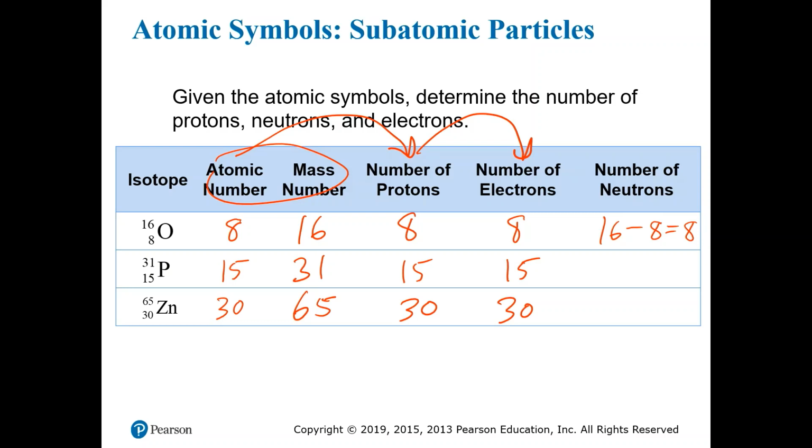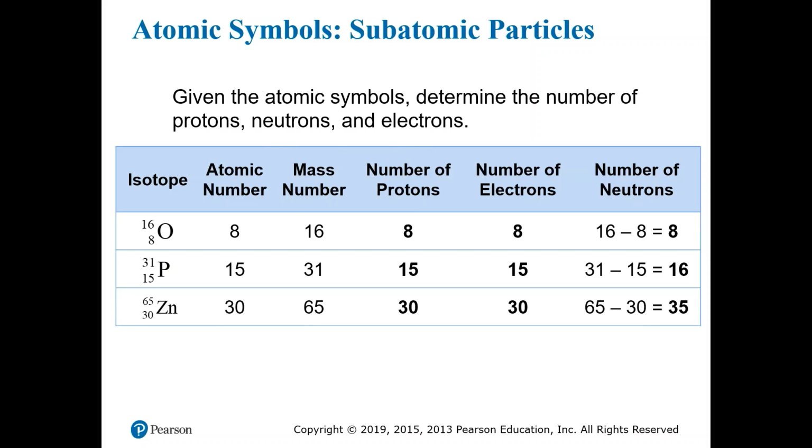Okay? If we take the mass number of phosphorus, 31 in this case, this is a particular isotope of phosphorus that has a mass number of 31. And if we subtract the number of protons in a nucleus of phosphorus, which is 15, we're going to get 16 neutrons. Okay? For zinc, in this case, the mass number is 65 for this particular isotope. And zinc always has 30 protons in its nucleus. So that means this particular isotope must have 35 neutrons. Here you see the answers.